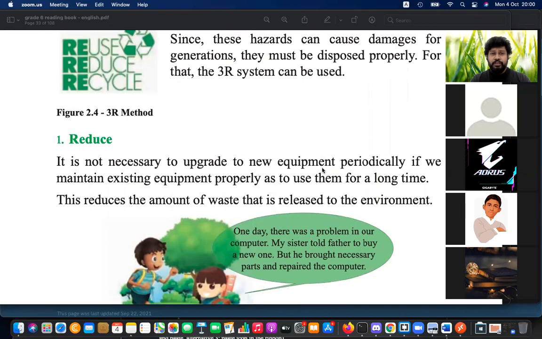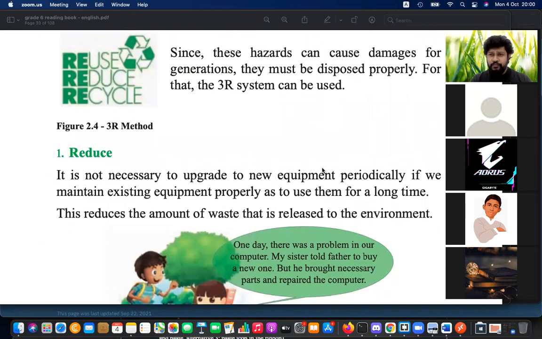So it's so dangerous, right? Therefore, we have to dispose of this in a safer way. So there's a method that we are using that is called the 3R method.